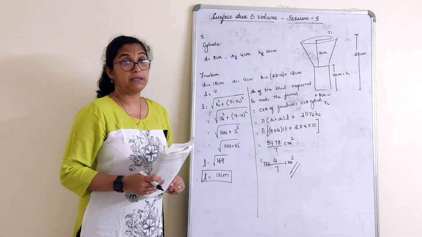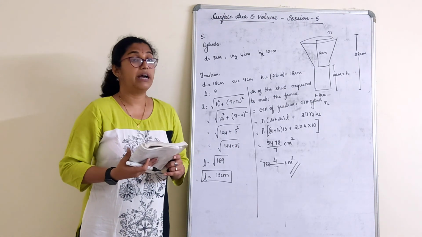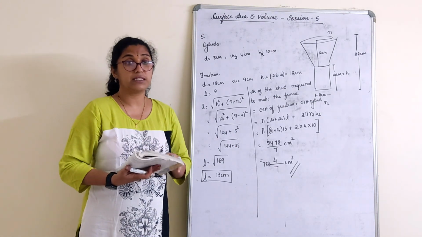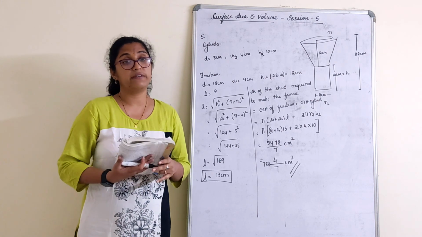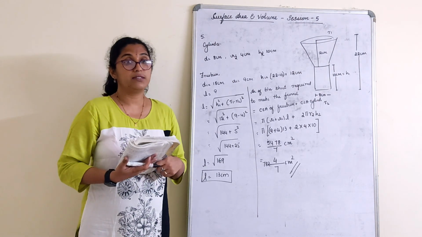So with this we complete the chapter Surface Area and Volume. You have a lot of worked examples given in this, as well as some extra questions given in the question bank. You can solve them. The more sums you solve, the more practice you get over this chapter.